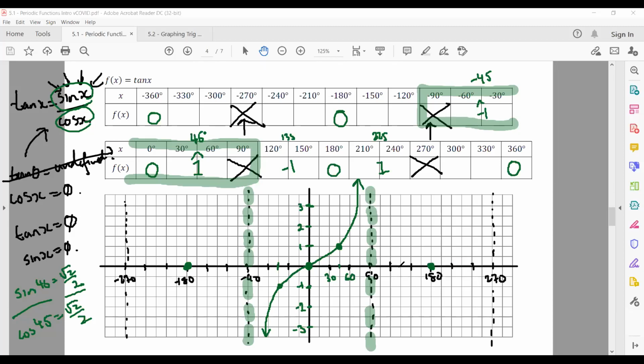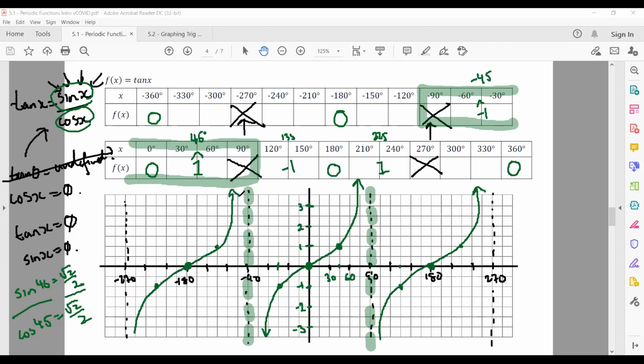So again, 3 boxes and then -1. 3 boxes and +1. It does something like that. And then -1, +1. It does something like that.